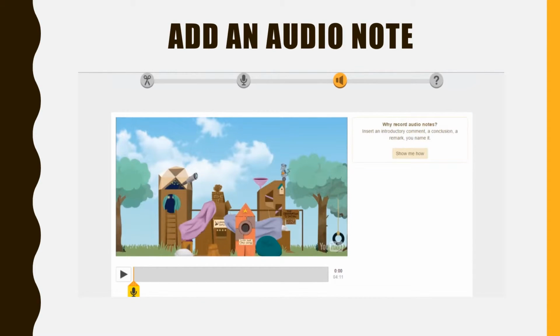Next, I can choose to add an audio note. An audio note is a place where I can stop the video and add something to it, a comment or something that I want to emphasize to my students without the video continuing on. So to add an audio note, you're going to come down to the bottom of the taskbar and you're going to click where it has the microphone. And once you click on the microphone, you can begin speaking. So in this case, I'm just going to record a quick introductory message to my students.